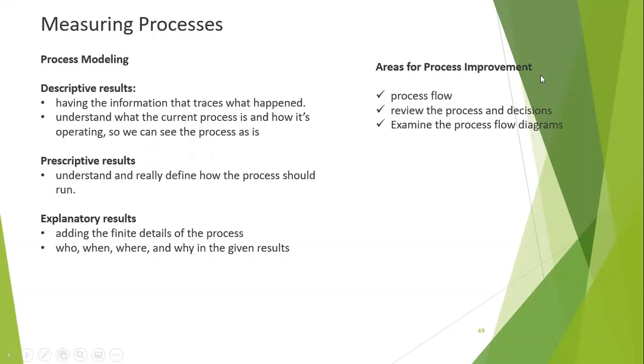Okay, whenever you want to bring in areas of improvement, we need a process flow to show where we are now and how we are improving on it. Review the process and the decisions, and examine the process flow diagram. These are very important points for the process improvement side of it. Okay, this is all a very general topic.